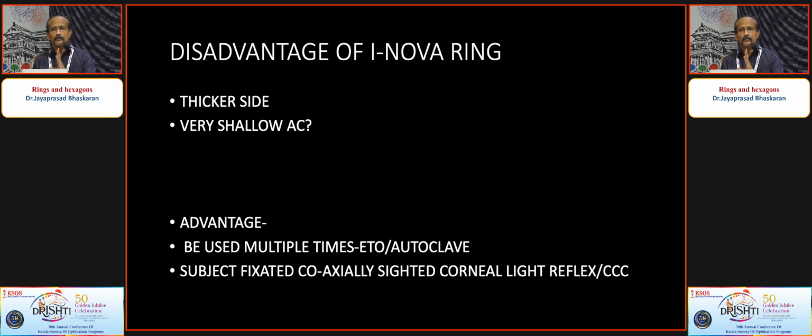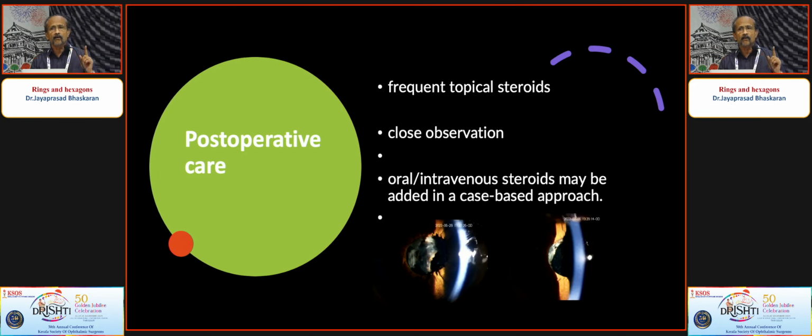The disadvantage of the Innova ring is it's thicker, it's a thicker profile. So in very shallow ACs, I don't think we should be using this ring. But the advantage is it can be used multiple times. For a person in private practice, it can be ETO'd or autoclaved and can be used multiple times. And you can use a subject-fixated, coaxially sighted corneal light reflex to center your rexis by using this ring initially. And always remember that wherever you are touching the iris, use more steroids.